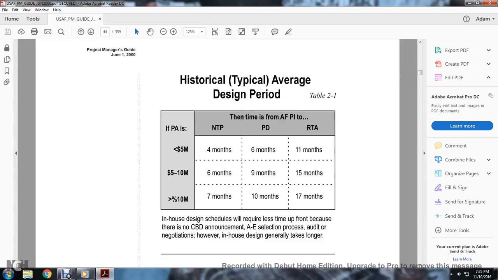The historical average design time for projects greater than $5 million is 4 months to NTP, 6 months to PD, and 11 months to RTA. For $5 million to $10 million, 6 months to 9 months to 15 months, and for less than $1 million, 7 months to 10 months to 17 months. An in-house design schedule will require less time upfront, and there's no CBD announcement or A&E selection process, and no audit or negotiation. However, in-house design generally takes longer.